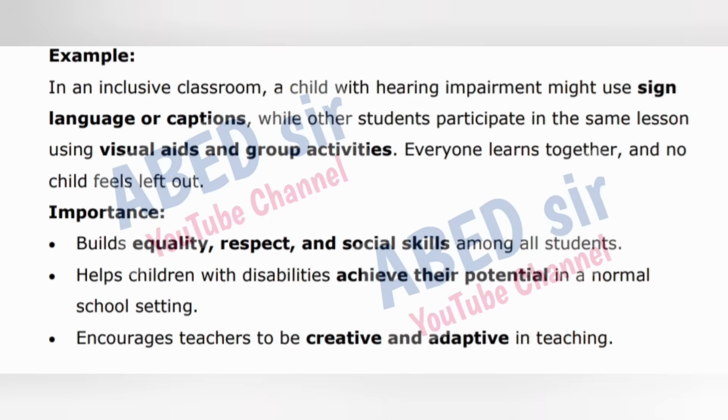Example: in an inclusive classroom, a child with hearing impairment might use sign language or captions, while other students participate in the same lesson using visual aids and group activities. Everyone learns together, and no child feels left out. Importance: builds equality, respect, and social skills among all students. Helps children with disabilities achieve their potential in a normal school setting. Encourages teachers to be creative and adaptive in teaching.